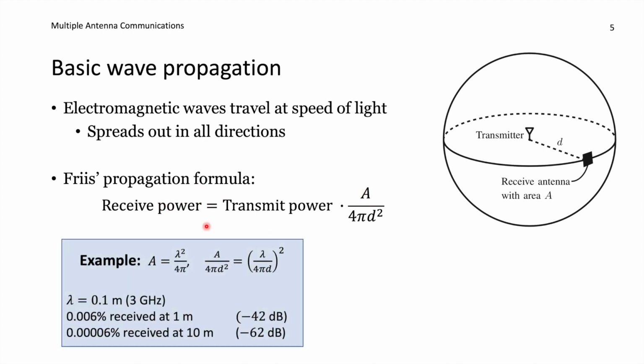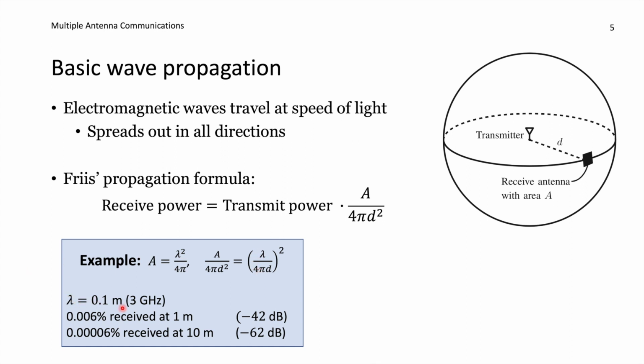A typical example of a receive antenna is an isotropic antenna that can receive equally much energy from all directions. Its area is given like this. Lambda is the wavelength, so we take lambda square, and we divide by 4 pi. And if we put that into this expression here, we can see that this simplifies like that. We get lambda divided by 4 pi d, and then we square the entire thing. And let's put in some numbers.